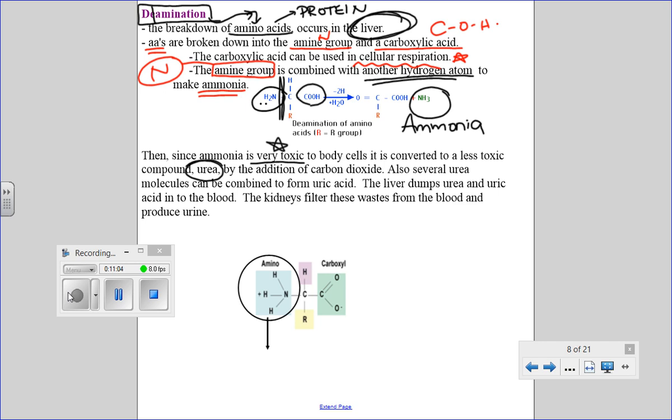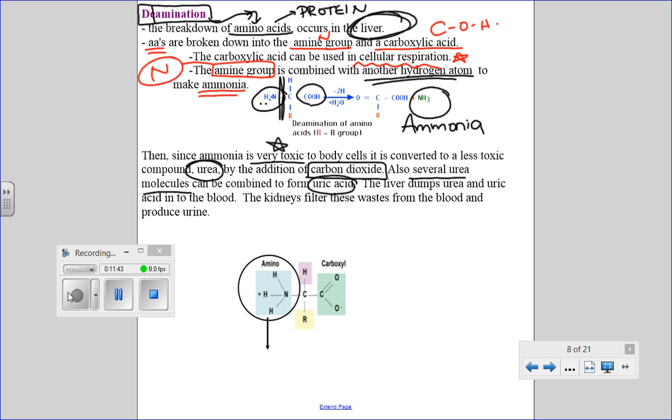And urea I get by adding CO2, carbon dioxide. Then I can take this compound urea and take several molecules and combine them to make uric acid. So I have 3 compounds. Ammonia, which realistically should not be hanging around for very long. Urea, which I got by adding CO2. And uric acid, which I got by putting a few molecules of urea together.